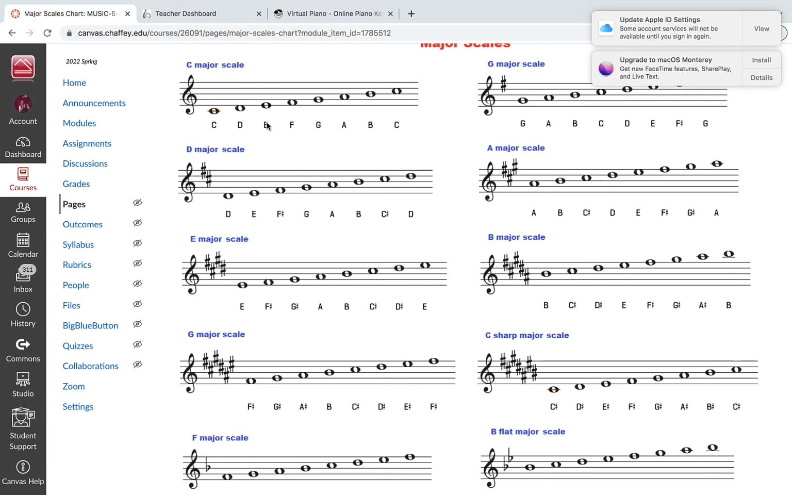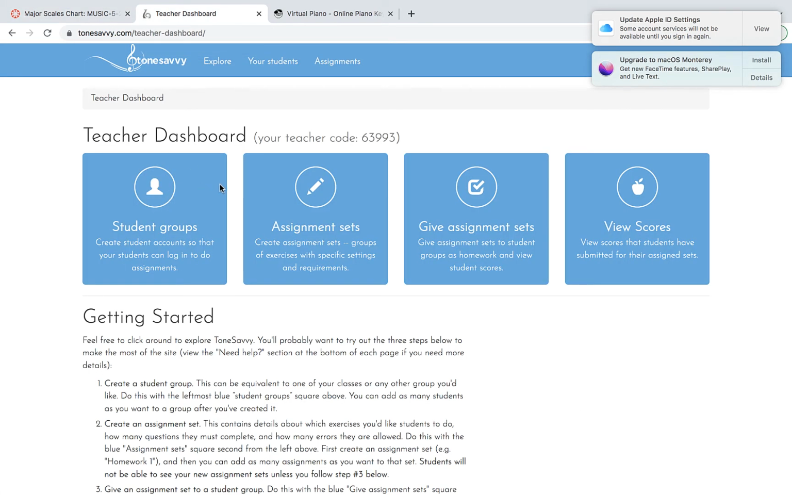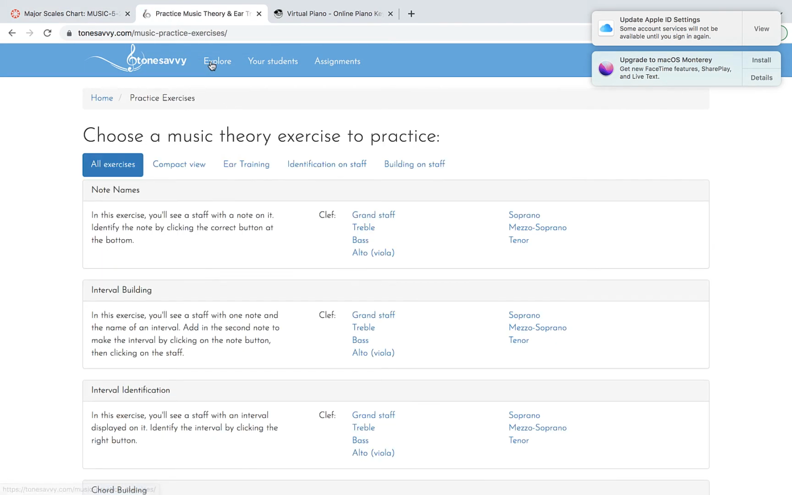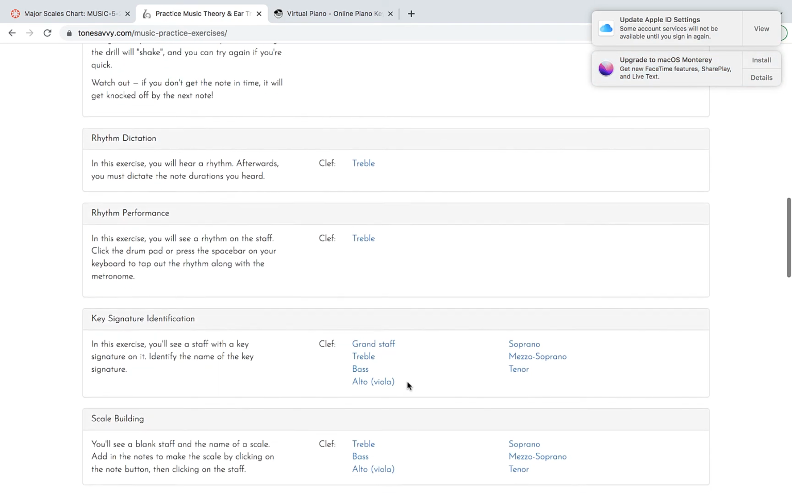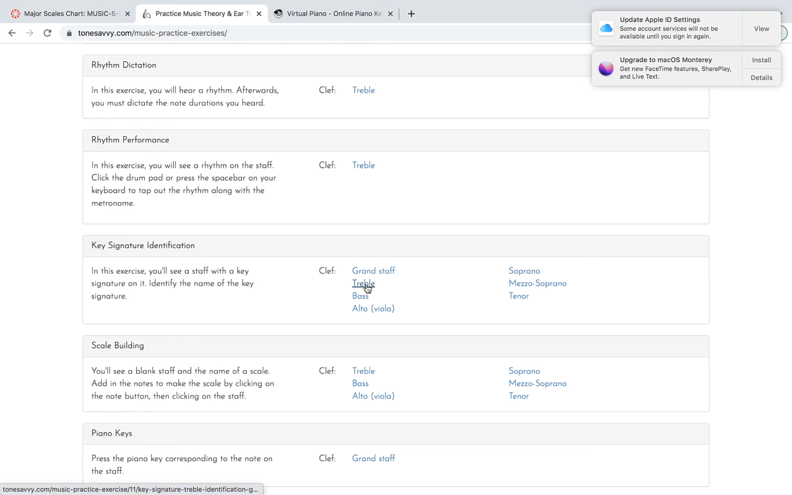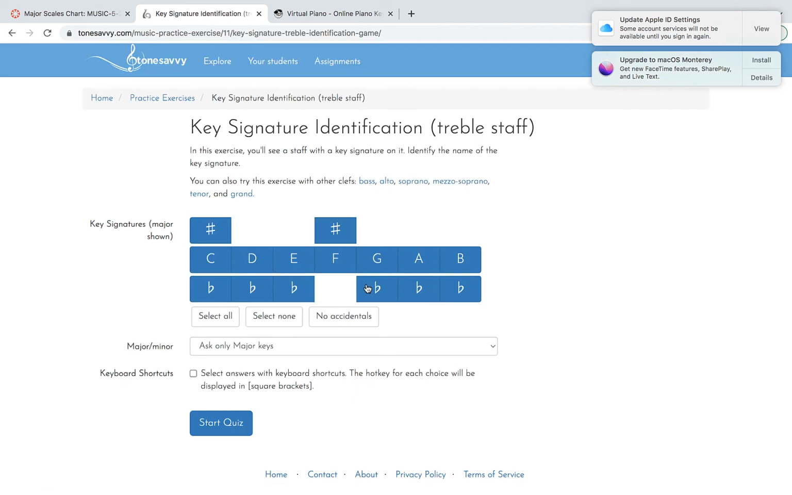Okay. So some of the homework I have for you in relation to this, I have on Tone Savvy. Something new this week is to identify key signatures. I'll give it to you in treble and bass. It doesn't matter if it's treble or bass. I'll take out anything wonky. Yeah, that'll be fine. All right, so only major keys.